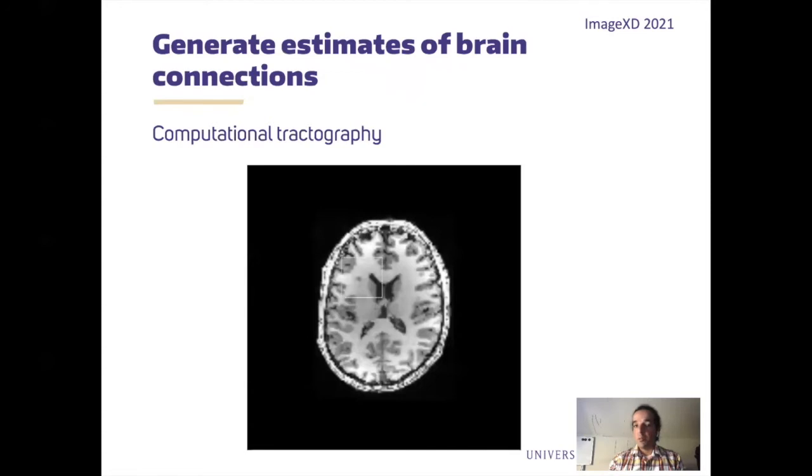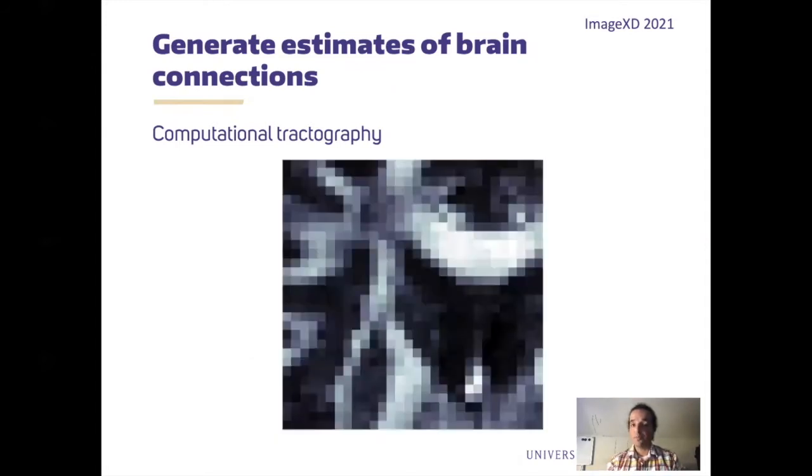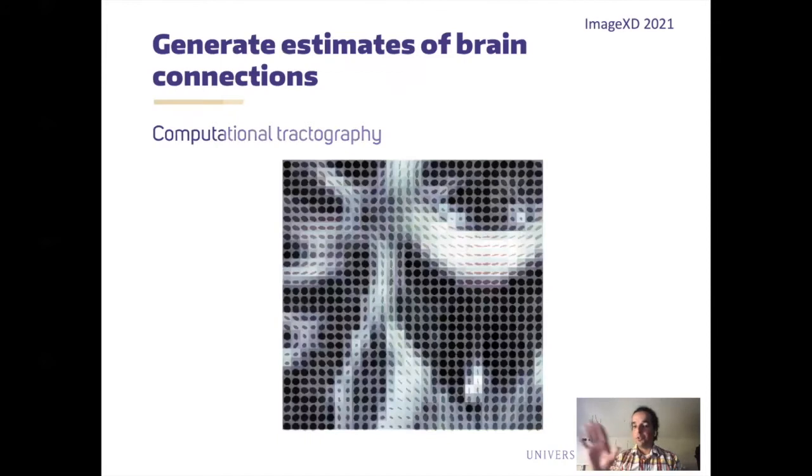This is done by looking at the properties of the diffusion in individual voxels and connecting between them. Here we're focusing on a particular part of the brain. And in this part of the brain, we fit a tensor model in every one of the voxels, and then we can follow the direction of the tensors in each voxel in order to propagate streamlines like this one that form estimates of the connections.